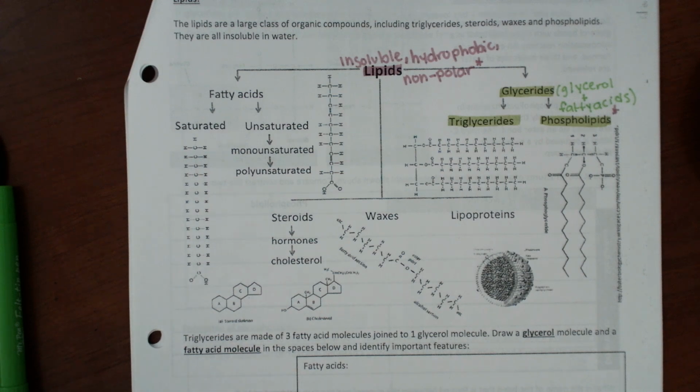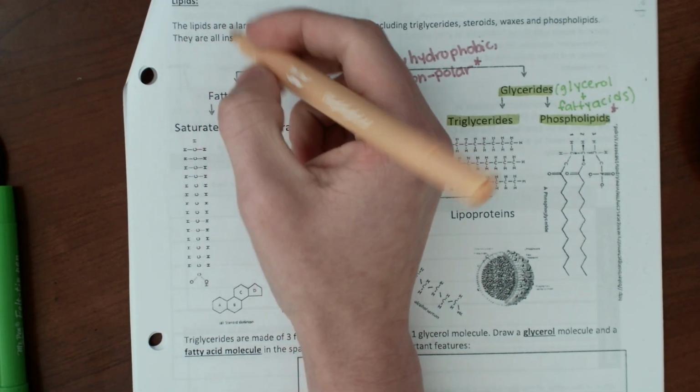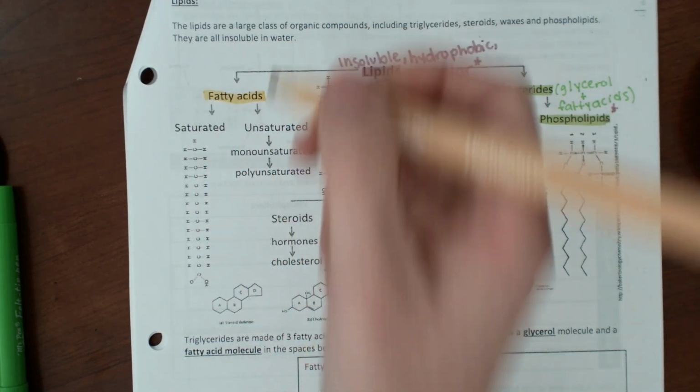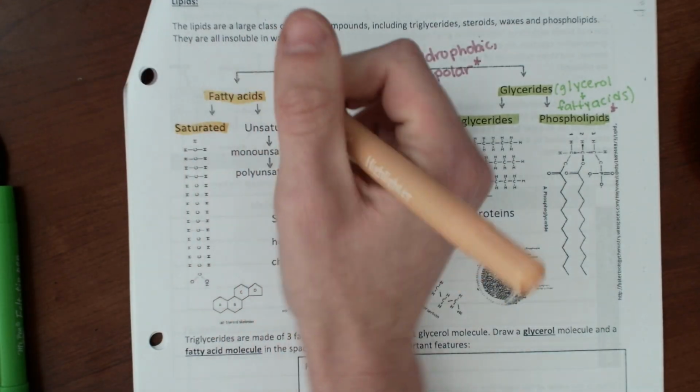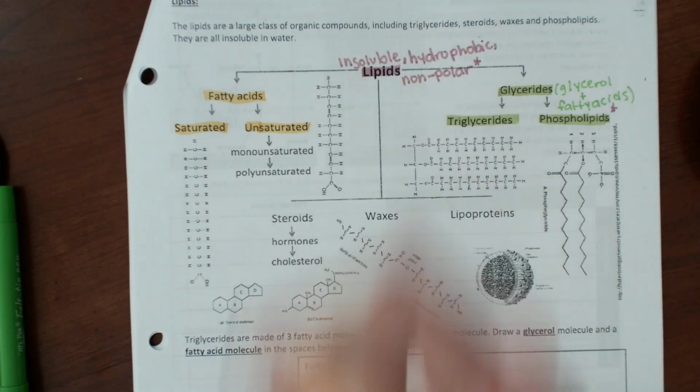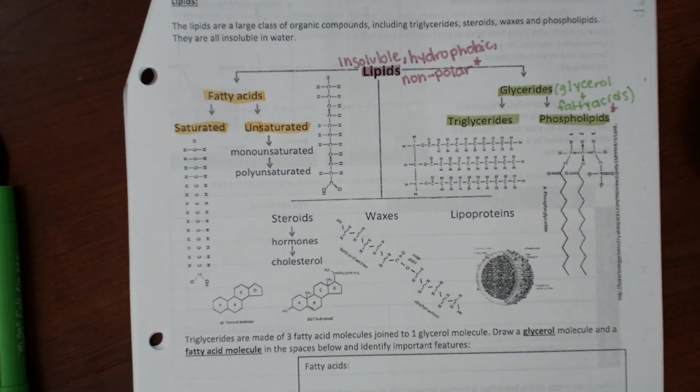We have our fatty acids themselves, which come in two flavors, saturated and unsaturated. And then of unsaturated, you then have monounsaturated or polyunsaturated.